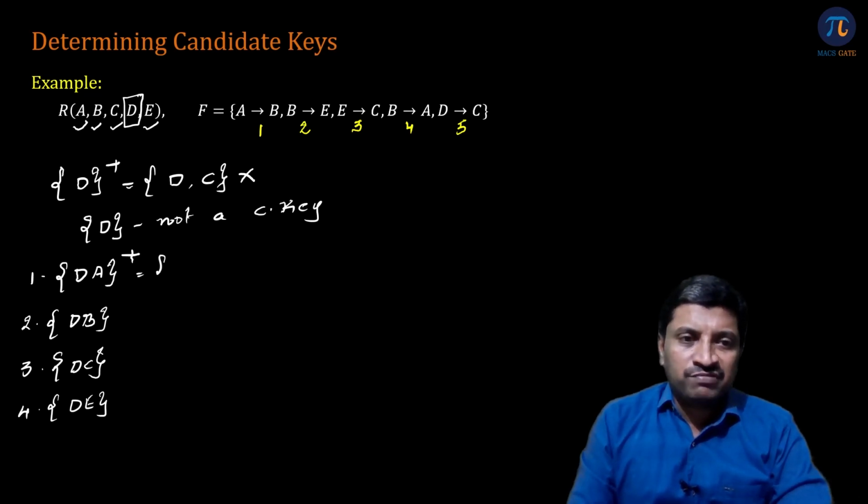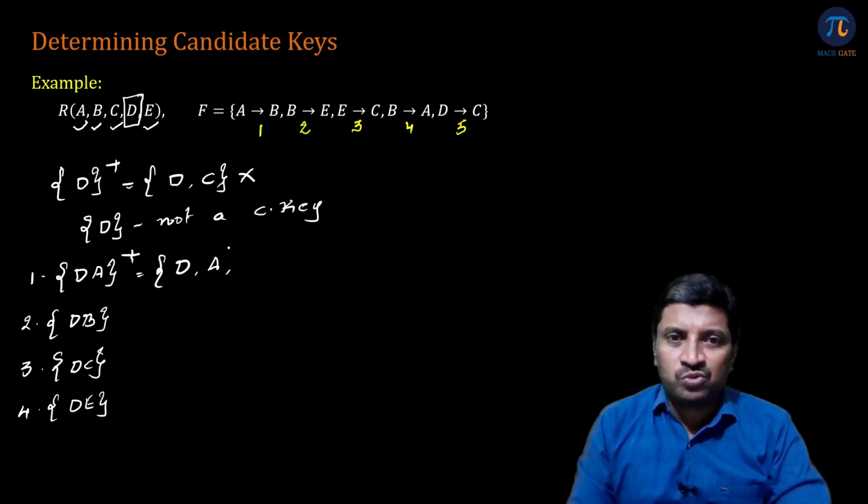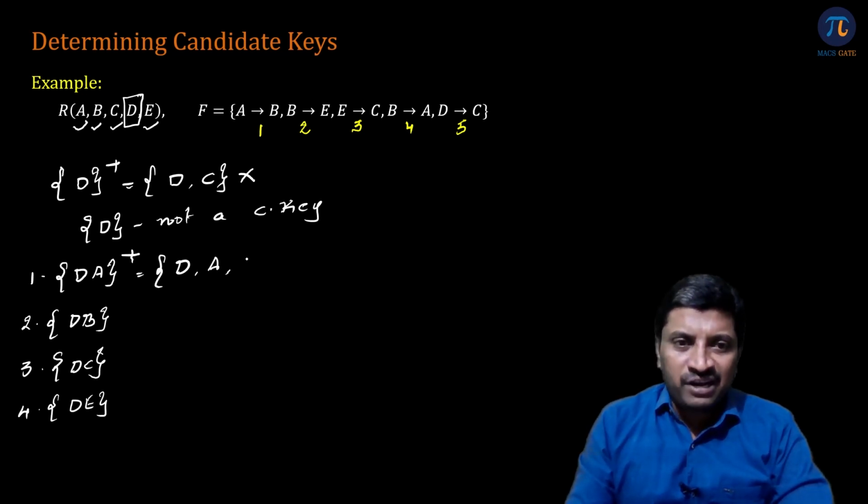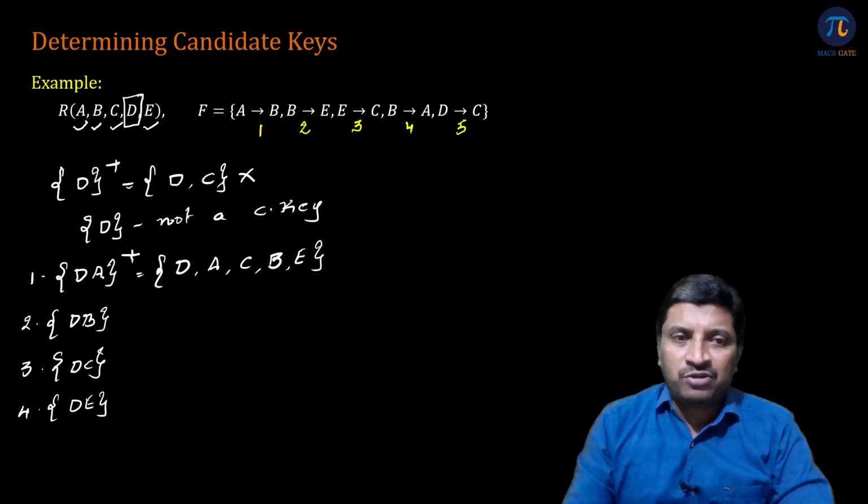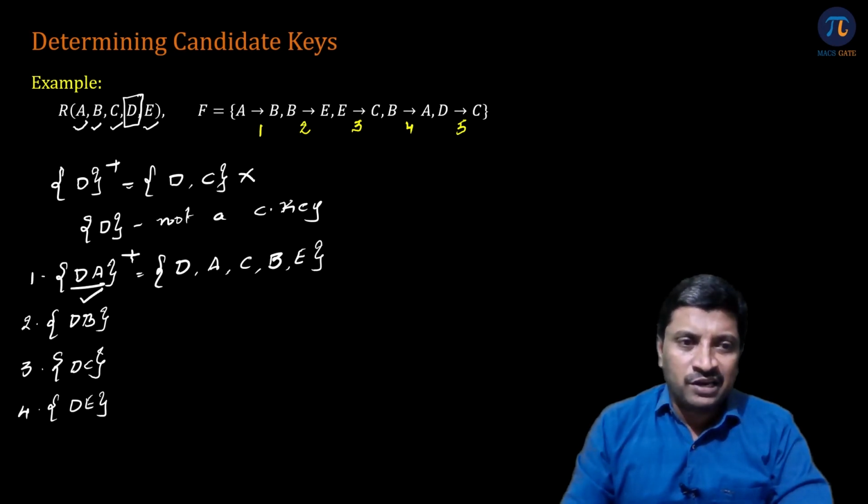What is the closure of DA? With DA we can find D comma A for sure. Then by using 5 we can find C. By using 1 we can find B. By using 2 we can find E. So we got all the attributes. So D comma A is a candidate key.